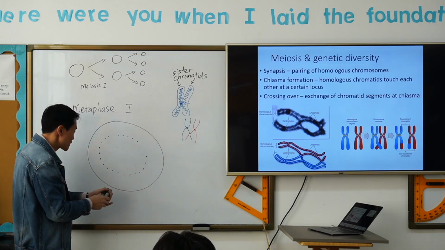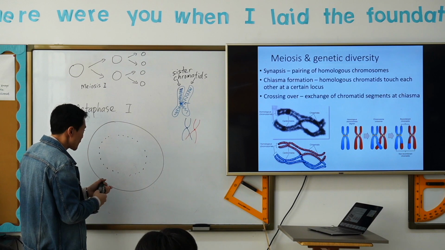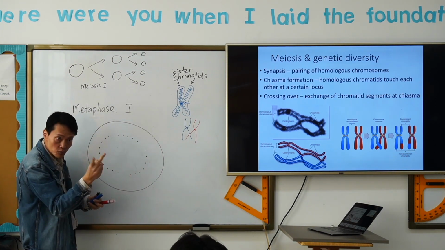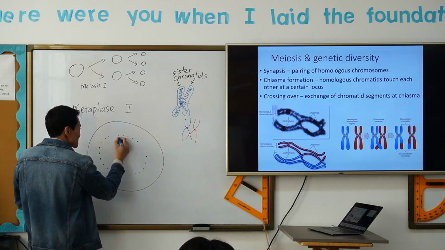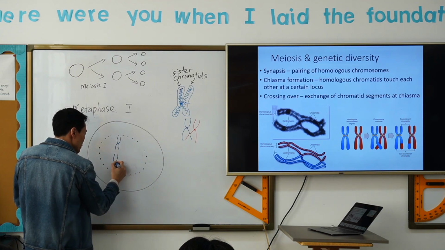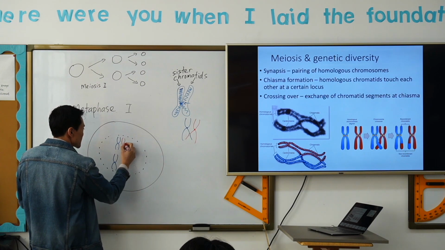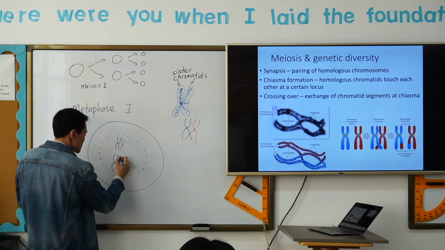Okay? So again, I will use a different color. Now I'm going to just draw blue and red, but understand that there has been crossing over. Otherwise I will spend too much time. So I'm drawing 2 pairs of chromosomes just so that you know that it's happening to all the other homologous pairs.